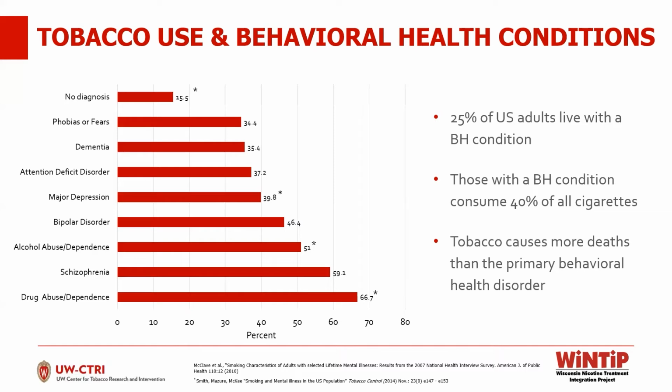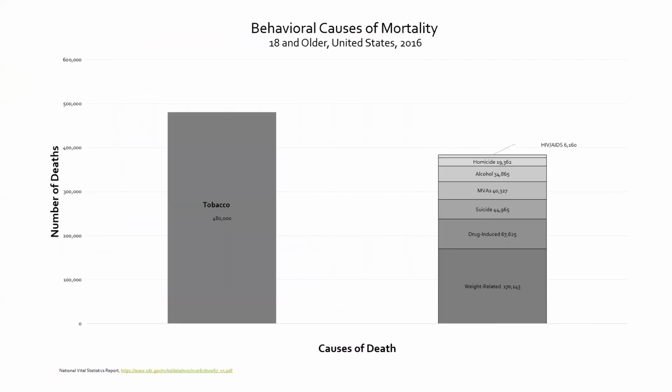About 25% of adults in the United States live with a behavioral health condition, but that 25% consumes about 40% of all cigarettes smoked in the United States. So really exemplifying the disproportionate burden there. And not only do we see disproportionate burden in terms of consumption, but on the health outcomes and mortality, we also see those disproportionate aspects come to reality.